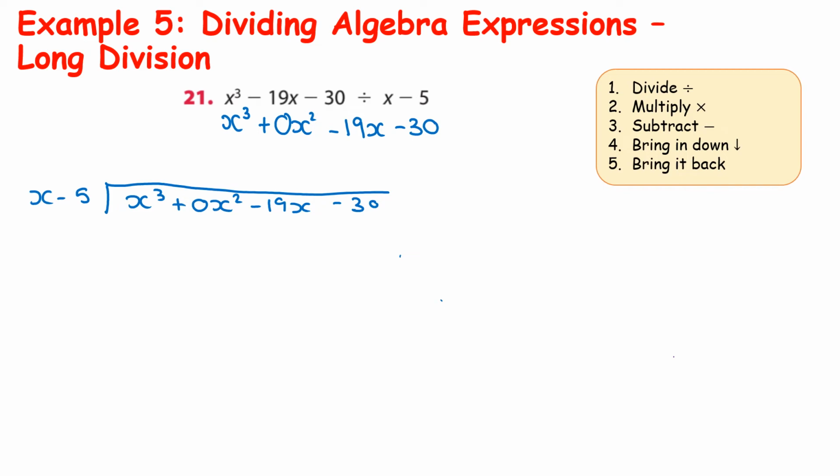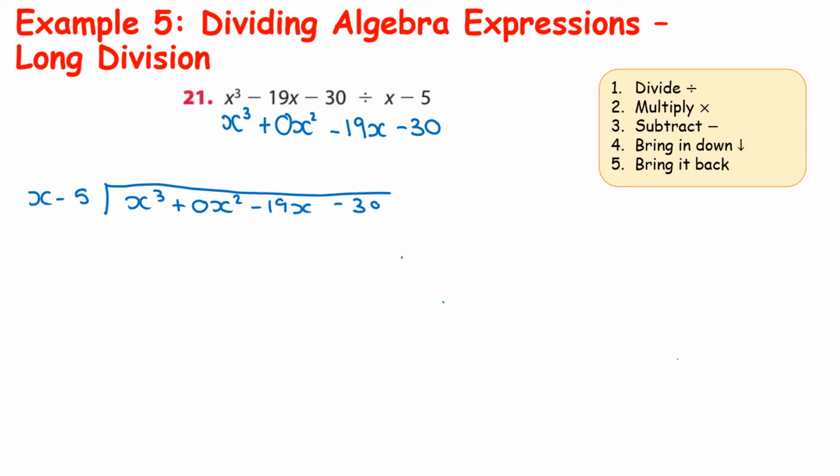If those columns aren't set up to start with, we end up with terms underneath each other that shouldn't be underneath each other. So even though the initial question doesn't have an x squared, we should still put it in. So I've put in that 0. This has not changed my sum. It's simply been put in there like a placeholder, a thing to hold the space for the x squared terms.